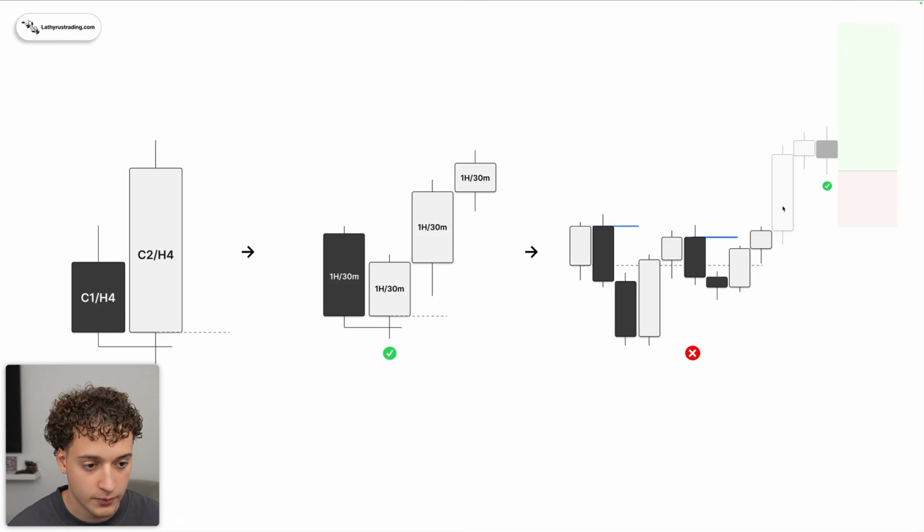So as we see here, price expands away, forms a gap, retraces into this gap, and this is where you would actually want to position yourself within this fractal, which would be in some portion of this C3 candle.